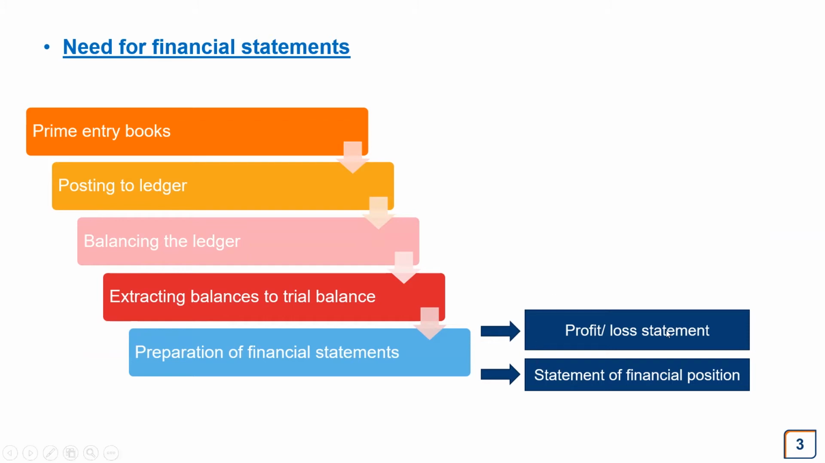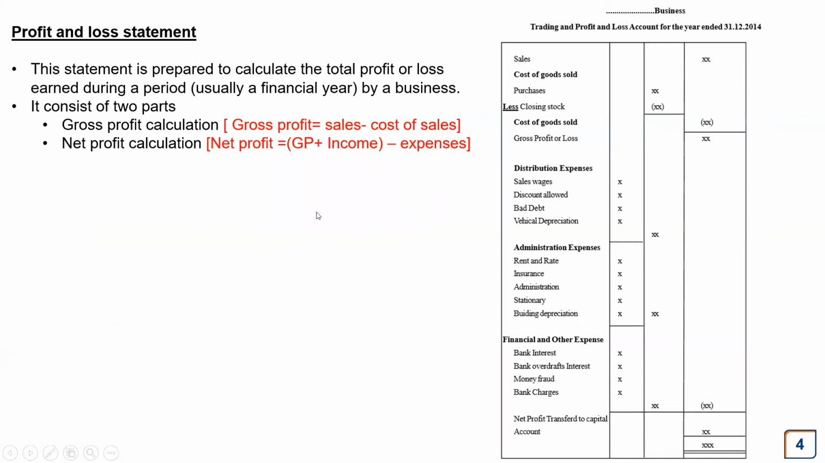So we prepare two main financial statements, the profit and loss statement and the statement of financial position. Let's first discuss the profit and loss statement. Whenever we are discussing income minus expenses, whether we had profits or loss, how the business behaved, we show that through our trading and profit and loss account, or the profit and loss statement.